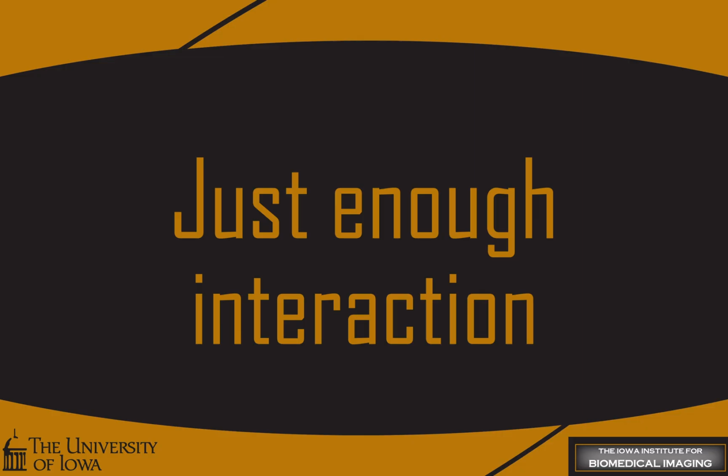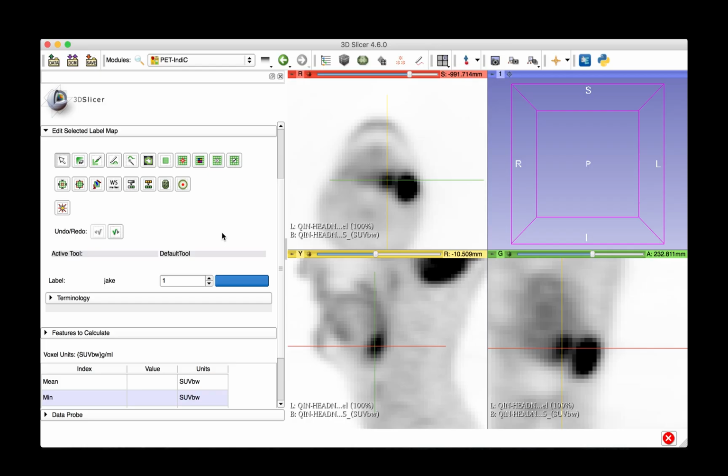Our PET Tumor Segmentation tool was designed based on the just enough interaction principle. Just enough interaction focuses on minimizing the user effort required for segmentation and allows the expert to provide high-level guidance. In the previous simple examples, one click was sufficient to obtain a good quality segmentation for each lesion. However, in some cases, more user interaction may be required.